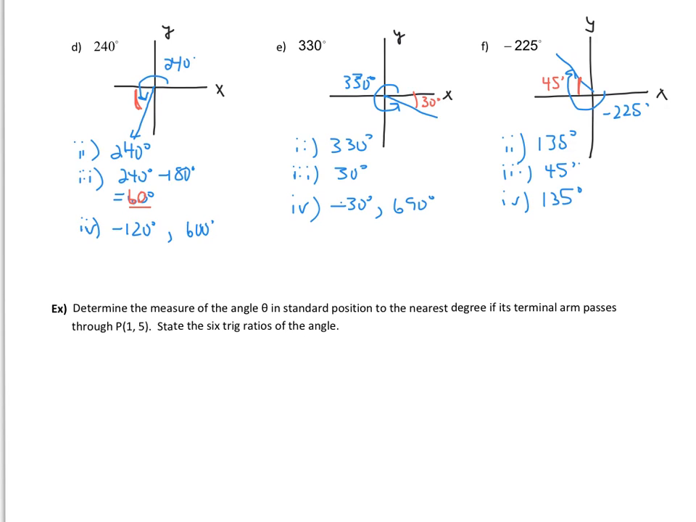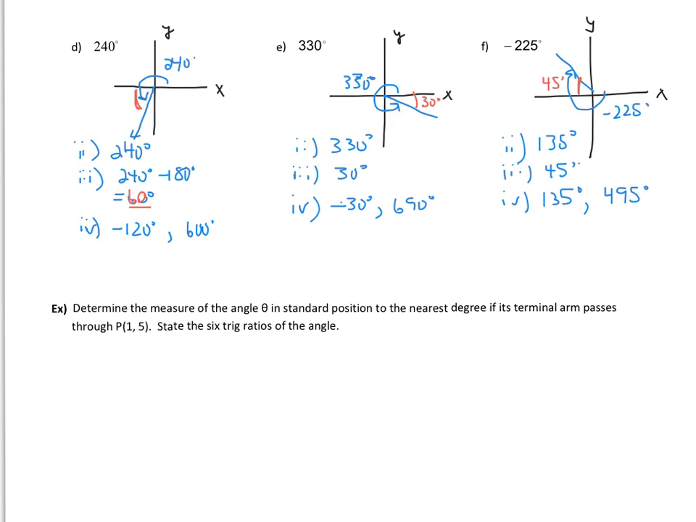If I tried subtracting another 360 from negative 225, I'm going to be beyond negative 360, which is part of my domain there. So I'm just going to add two groups of 360 to our negative 225, and I get as a second coterminal angle 495 degrees.